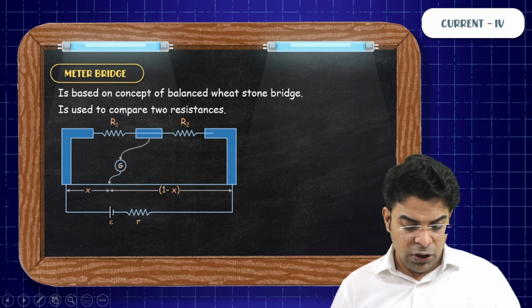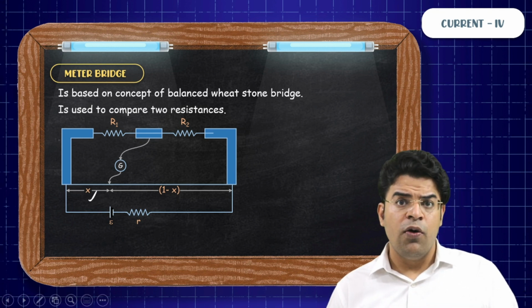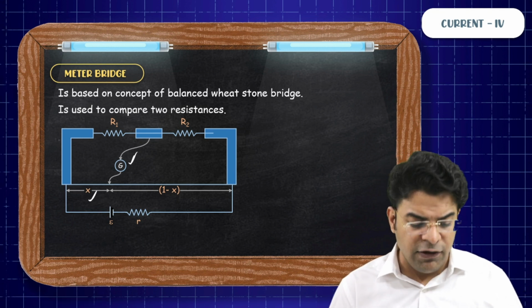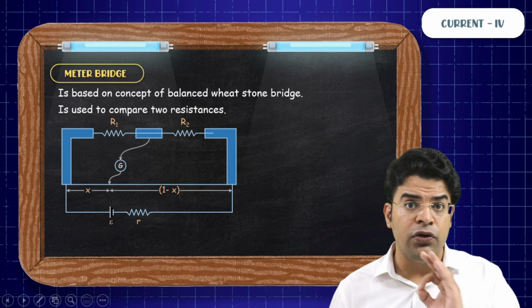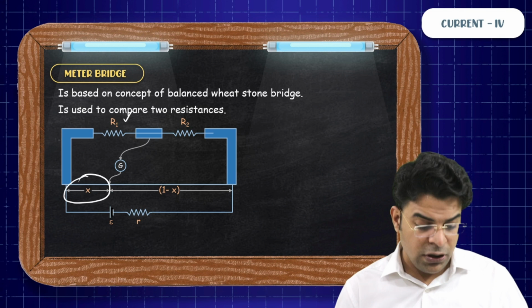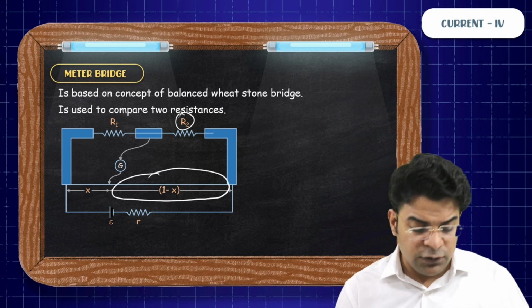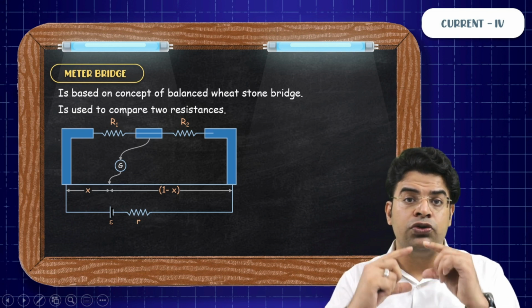So once you find a place, let's say at distance x, for which no current flows through the galvanometer, the galvanometer shows no reading. You will say the resistance R1, this much length of wire, the resistance R2, and this much length of wire. These four form a balanced Wheatstone bridge.